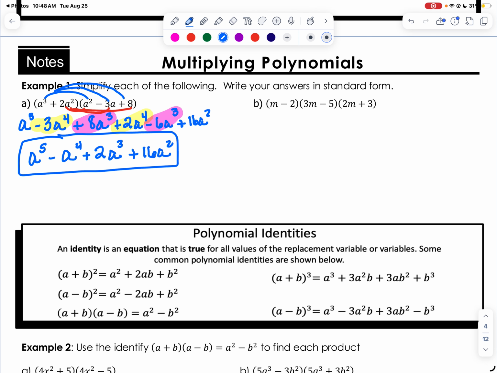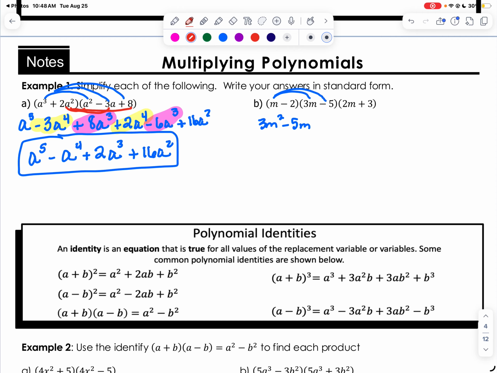All right, in problem B, we have m minus 2 times the quantity 3m minus 5 times the quantity 2m plus 3. Now, when we have three binomials that we're trying to multiply, you want to multiply any two of them first. So I'll start with the first two, and I'll multiply those together first. So I'll take this m and multiply it by everything in the second polynomial. So m times 3m is 3m squared, and m times negative 5 is negative 5m.